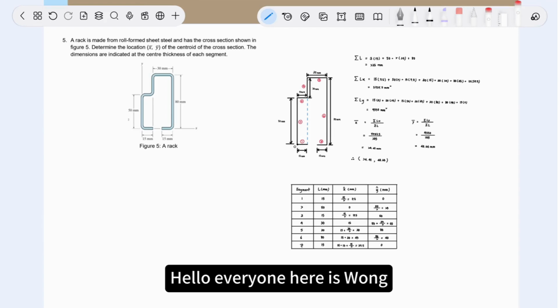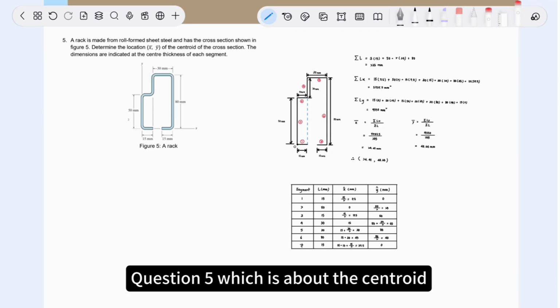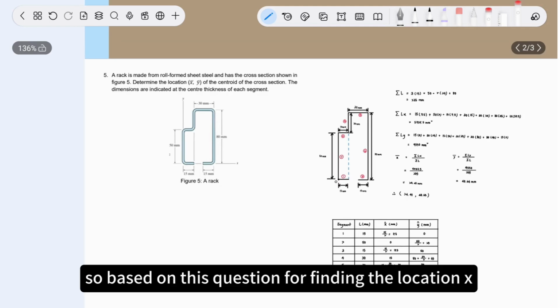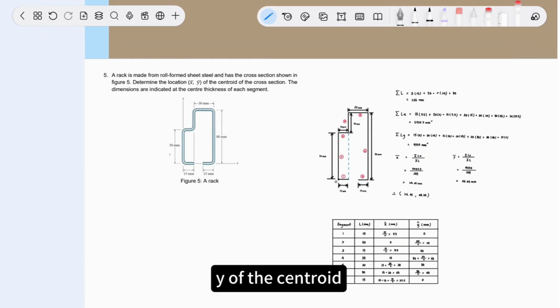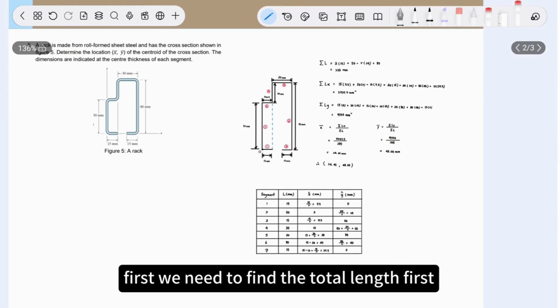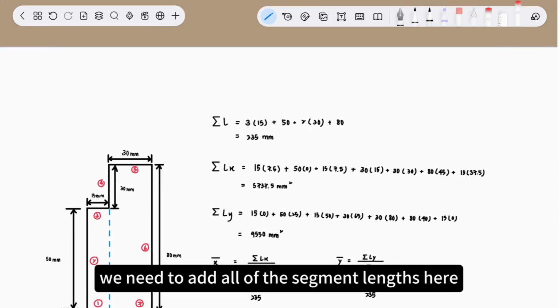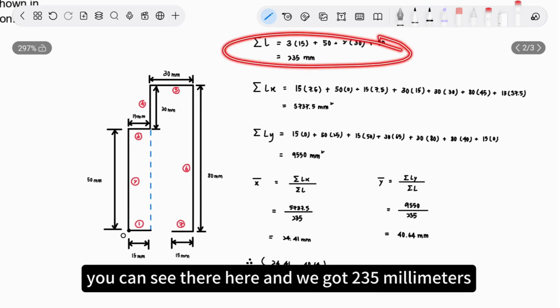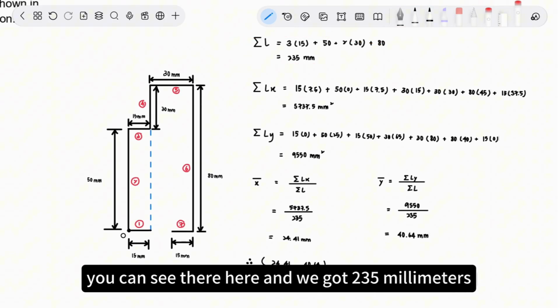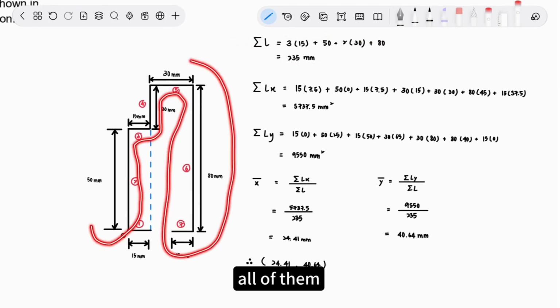Hello everyone, here is Wong, and now I would like to talk about the Set B assignment question 5, which is about the centroid. Based on this question, for finding the location of the centroid, first we need to find the total length. We need to add all of the segment lengths here, and we got 235 millimeters.